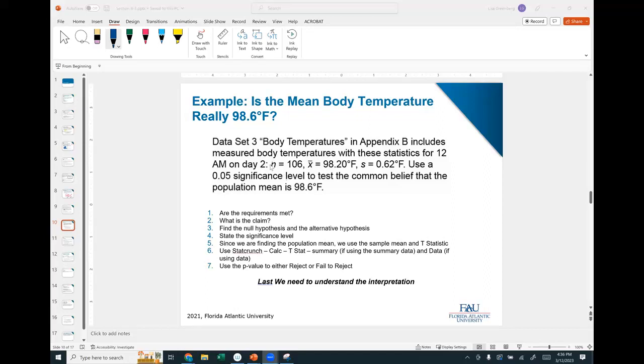Well, we can pretty much make the assumption that they used a random sample, okay? And also, N is greater than 30, so we've met the requirements. Now we have to find the claim. So what are we claiming? It says use 0.05 significance level to test the common belief, which is exactly the same as the claim, that the population mean is 98.6. So that's our claim.